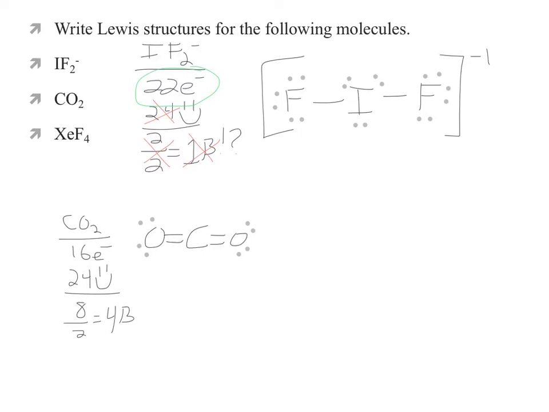Okay, next one is XeF4. We count all the valence electrons there. Each fluorine has 7, so 28. And another 8 for the xenon gives me 36. Now you're saying, wait a minute, noble gases don't bond. Well, sometimes some of the bigger ones do. Things get more complicated as the atoms get bigger.